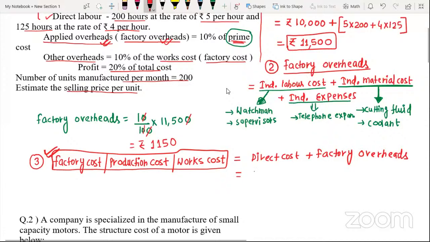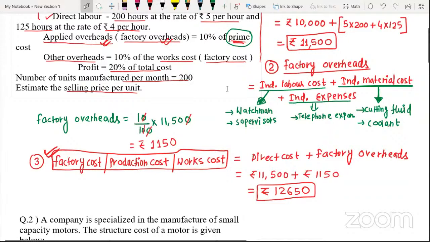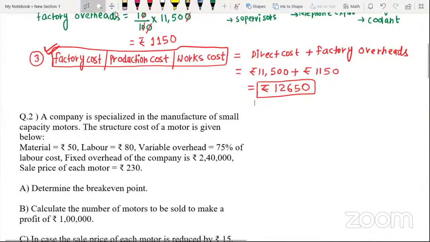So the direct cost we have got rupees 11,500. Factory overheads we have got rupees 1150. So the total cost we will get is rupees 12,650. So this is going to be the factory cost or work cost or production cost. Now this is the third type of cost, factory cost. Now the fourth cost, total cost.